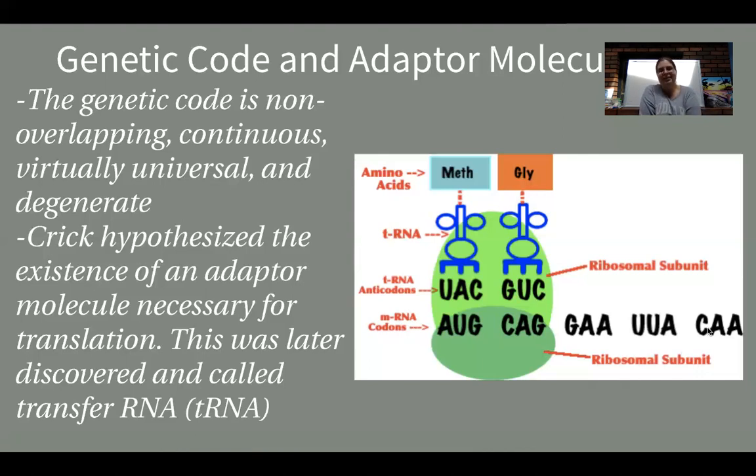Now, Crick hypothesized that there is another type of molecule that needed to be involved in order for translation to effectively occur. And he called this an adapter molecule. And later on, it was actually discovered and we called it transfer tRNA. So it's not so much just that the ribosome latches onto the mRNA and then the amino acids magically line up. There's this other, what he called an adapter molecule that was present, which would bring the amino acids and organize them. And that's what the transfer or tRNA does.